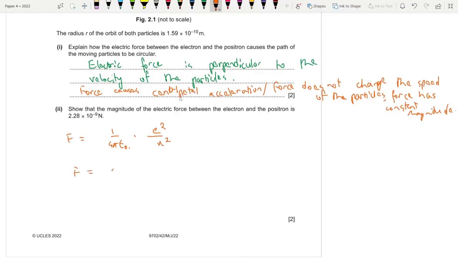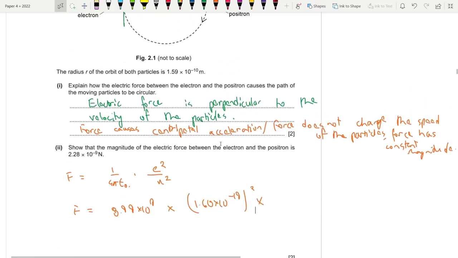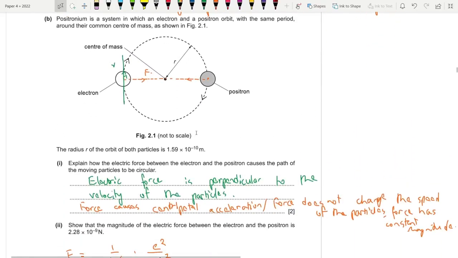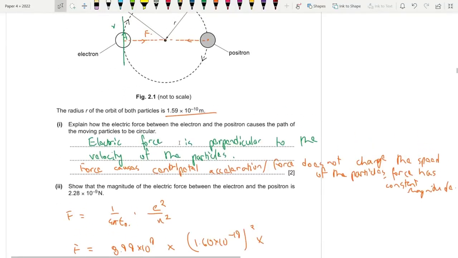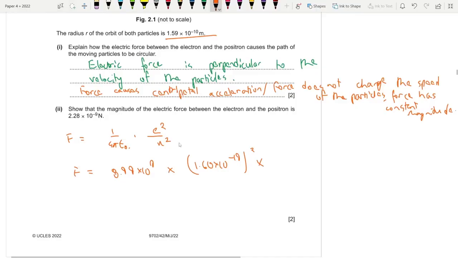So F is equal to 8.99 into 10 power 9, times the elementary charge, 1.60 into 10 power minus 19, whole square, divided by the distance between them. So this is the radius of the orbit, so the distance between them should be double this value, right? 2 into 1.59 into 10 power minus 10, whole square. Okay, let's go for this.